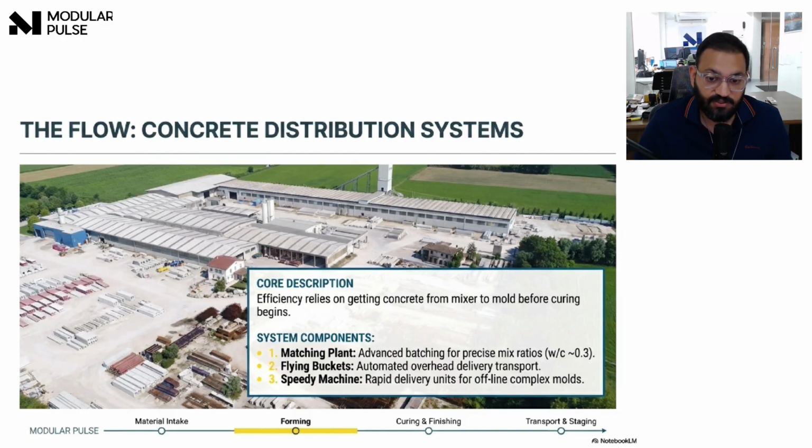That's why factories use controlled systems like flying buckets, conveyors, and speedy concrete distributors. These systems ensure fast delivery, uniform supply, and minimum segregation. In automated plants, concrete is delivered exactly when it is needed. This improves productivity, surface finish, and consistency between elements. Concrete distribution may look simple, but it directly affects the cycle time and quality.